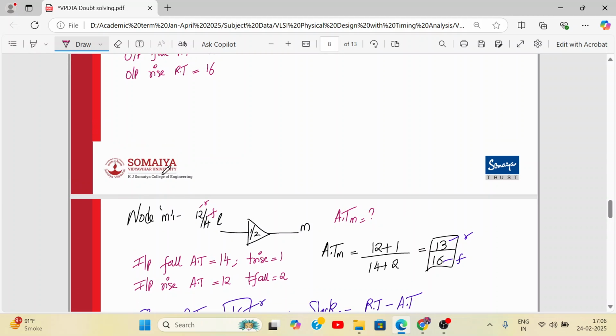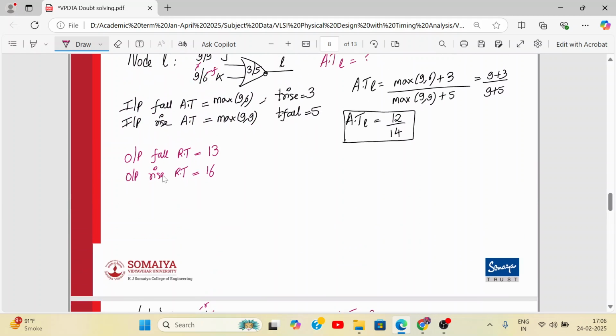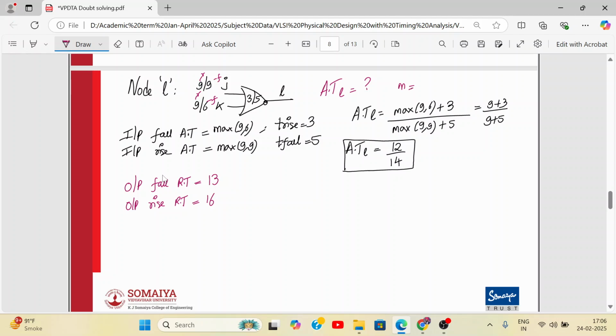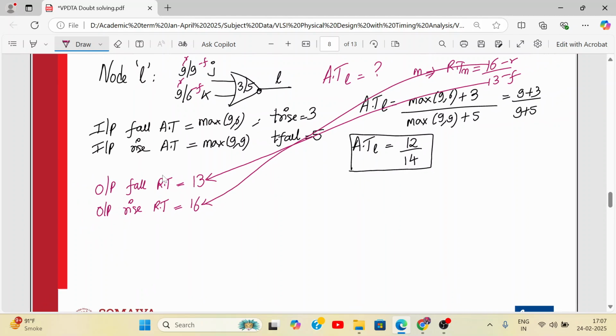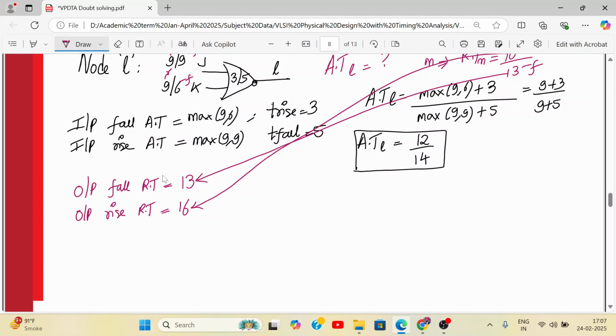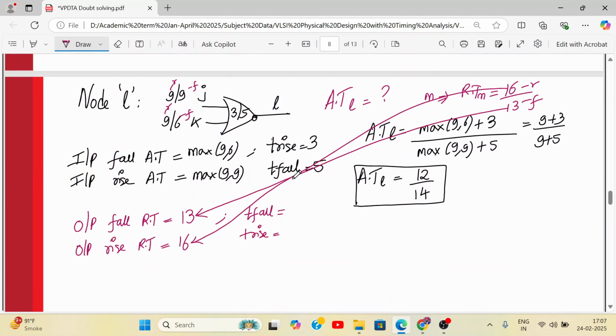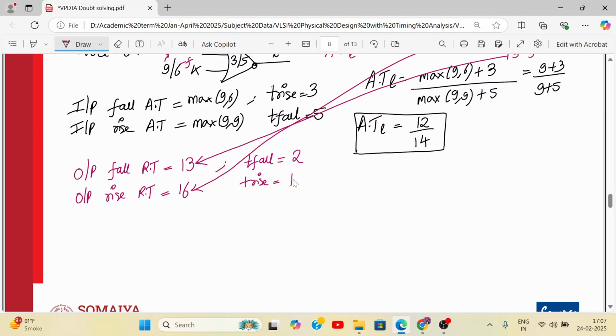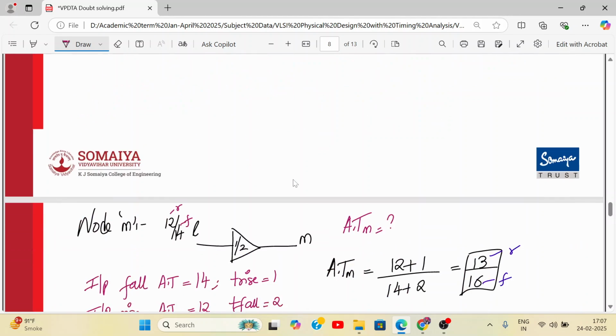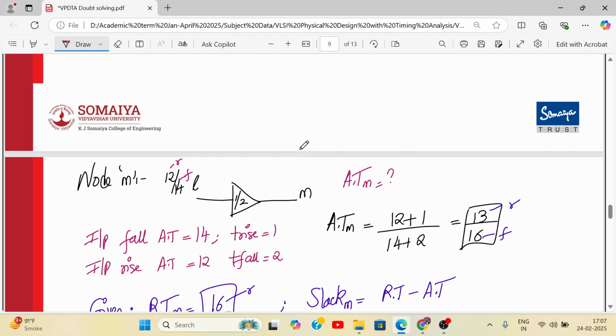See, for M, required time is given as how much? Required time for M is 16 by 13. So this is rise, this is fall. So from here we are getting these values. Okay, required time of the earlier node. I hope it is clear. All right. And here the fall delay we have to calculate from the previous gate. So for the previous gate it is 1 by 2. So fall is 2 and rise is 1. I hope it is clear. And since it is a non-inverting gate, we have to keep that in mind.